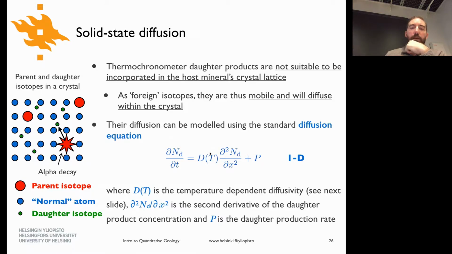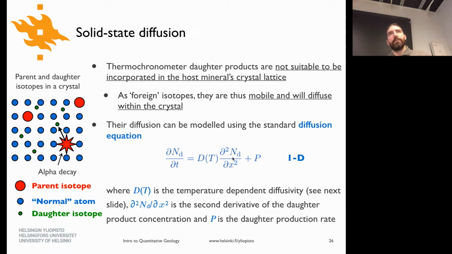So in this case, looking at the case of diffusion of some atom within a solid crystal. We've got some differential term here about the number of the daughter isotope changing per time being related to D, which is a function of temperature. This big D here is the diffusion coefficient, and it's a function of temperature. So diffusion's faster at high temperature than low temperature. And then the gradient in concentration of the daughter isotope.